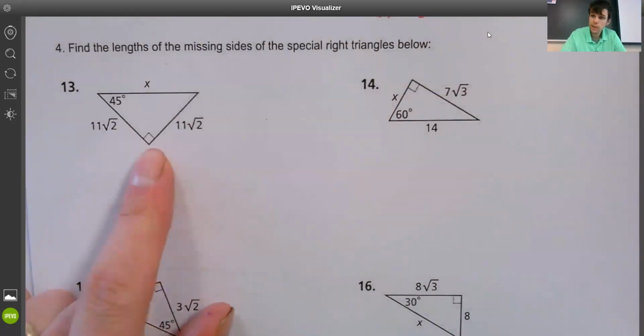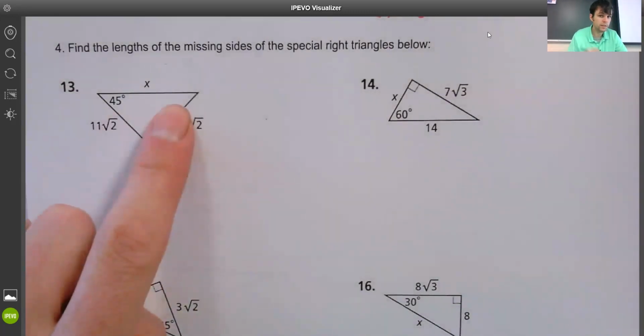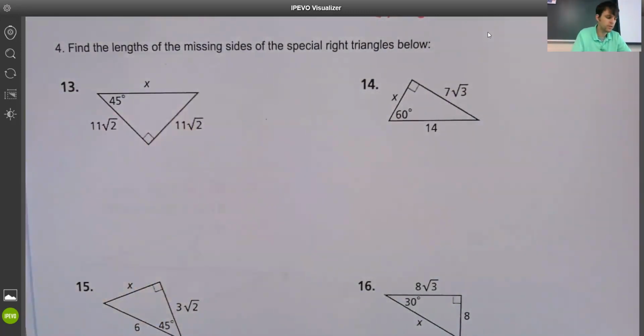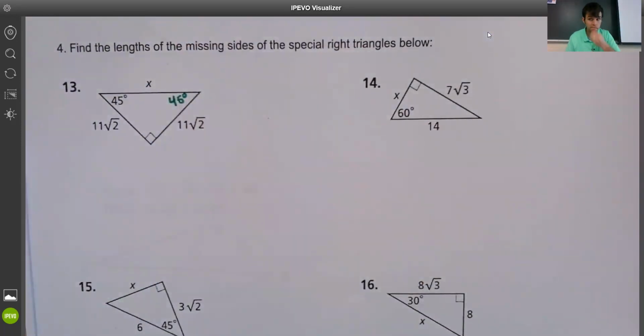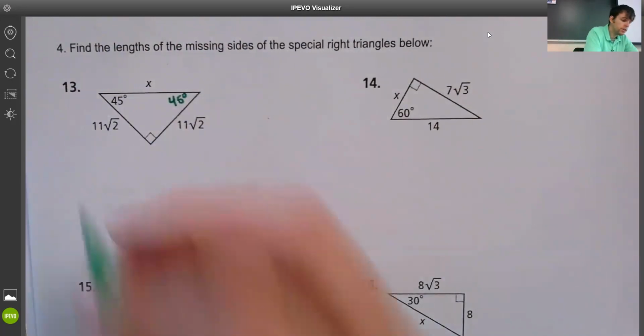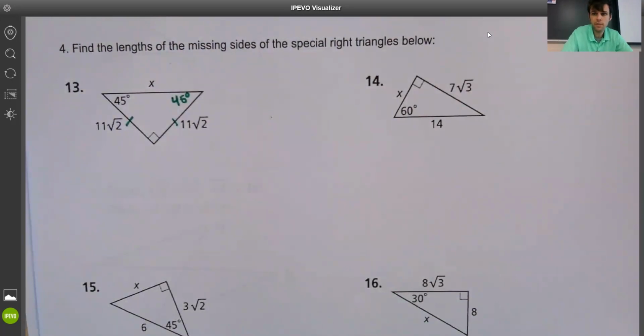In this problem here, we have a 45, 45, 90 triangle. Even though this angle here is not marked, we could use the triangle sum to figure out that it is a 45-degree angle. All of these triangles are isosceles as well, so these legs are congruent to one another. It's given that way, but even if it wasn't, we would know that to be the case.